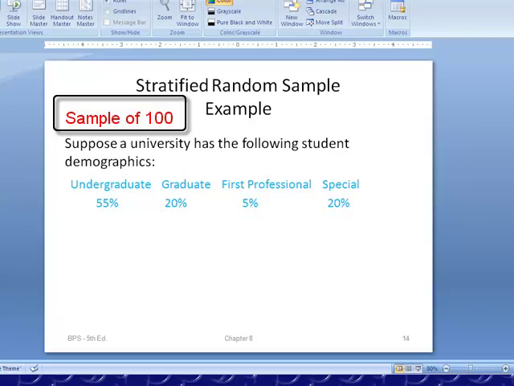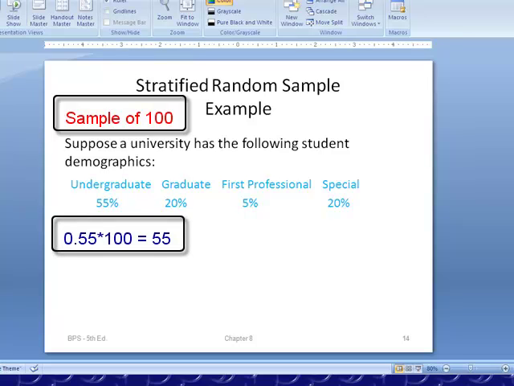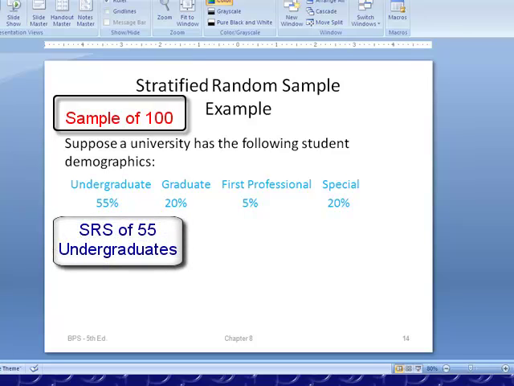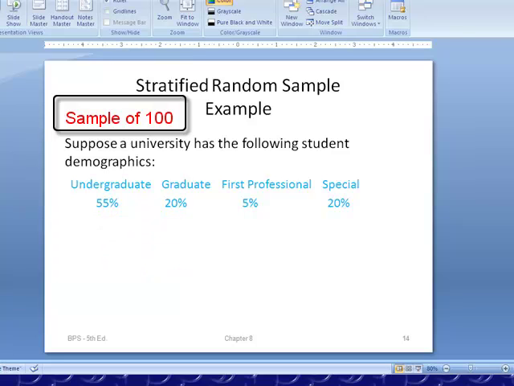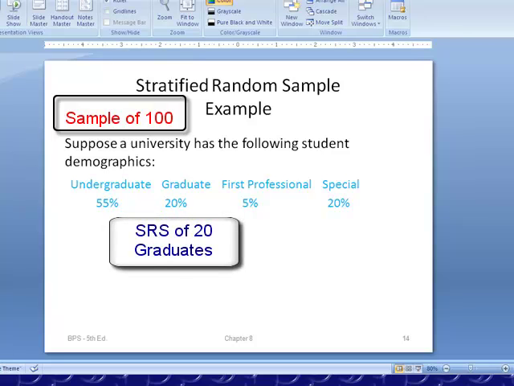What you would do is you'd say 55% of our 100 sample should come from the undergraduates. So you'd say 0.55 times 100 to get 55 in your sample. So you'll take a simple random sample of 55 undergraduates. Then you would find 20% of our stratified random sample from graduates. So 20 of our random sample should come from graduates. So we'll do a simple random sample of our graduates till we get 20 of them.